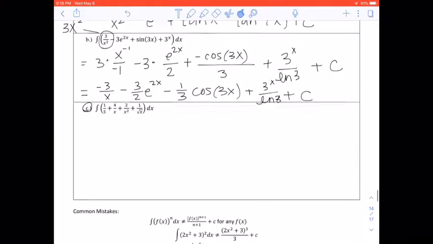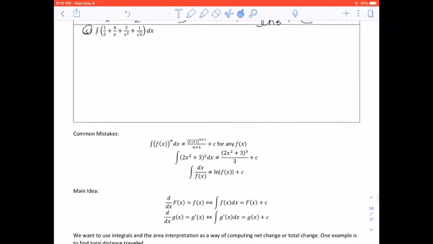So for c, we will go ahead and leave c, and we will work on that together. So common mistakes are listed on there for you guys to look at on your own. Here are our main ideas.